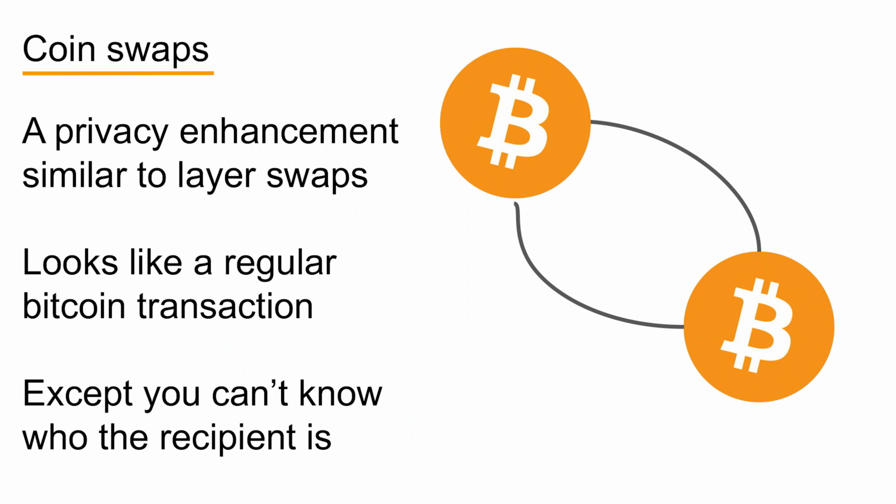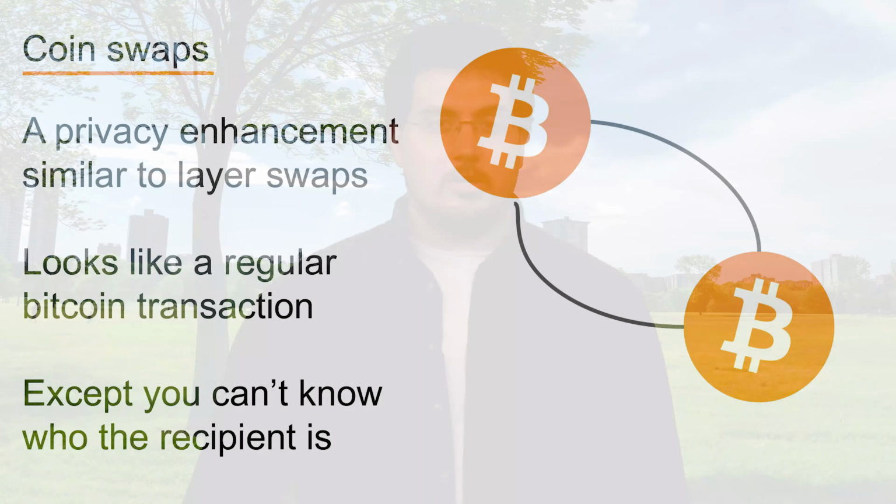Coin swaps. Coin swaps are a promising privacy enhancement that use swap technology to hide the receiving address in a Bitcoin transaction. A coin swap looks like a regular Bitcoin transaction where coins go from one address to another. But in fact, the coins go to a completely unconnected address, and you can't find out which one just by looking at data on the blockchain. If that sounds impossible, let's use layer swaps as an example because they're very similar to coin swaps.